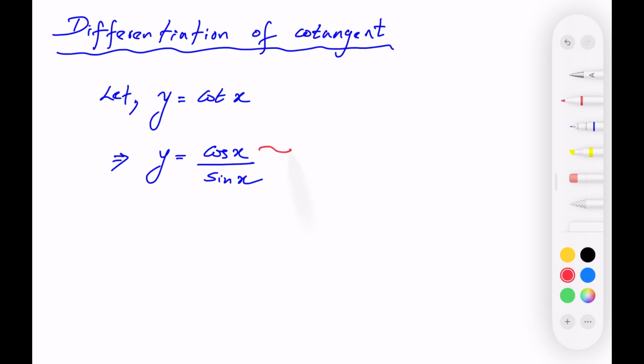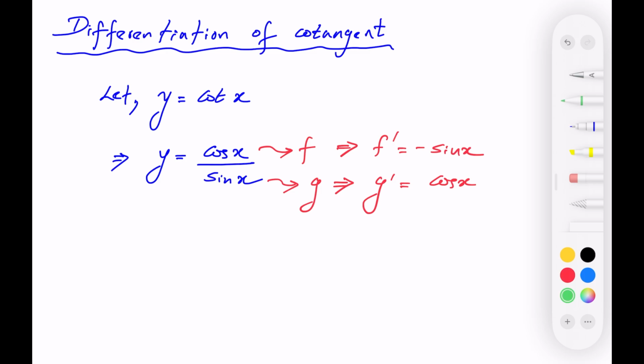So I'm going to label this numerator as function f and this denominator as function g. Since f is equal to cosine x, we know that f prime should be equal to negative sine x. We have proved the differentiation of cosine x to be equal to negative sine x using first principles. When g is equal to sine x, we have proved that g prime, the first derivative of g, is equal to cosine x. We proved that also using first principles.